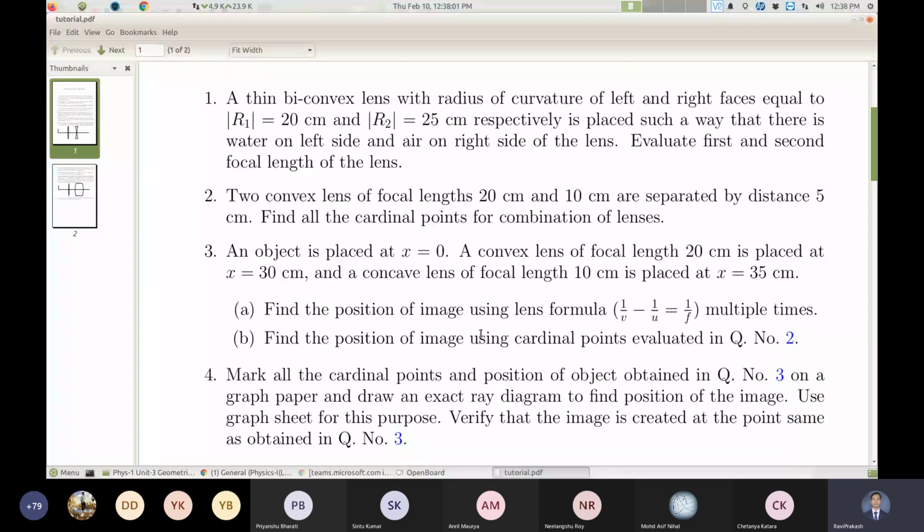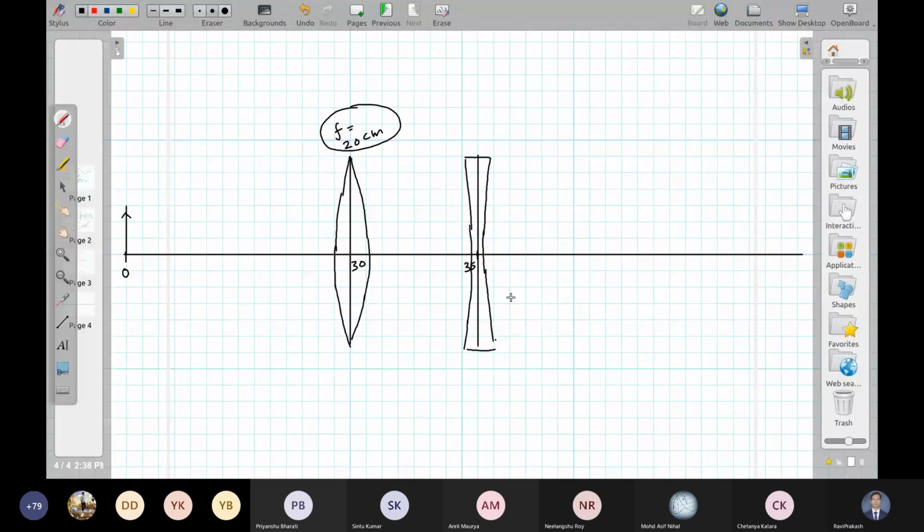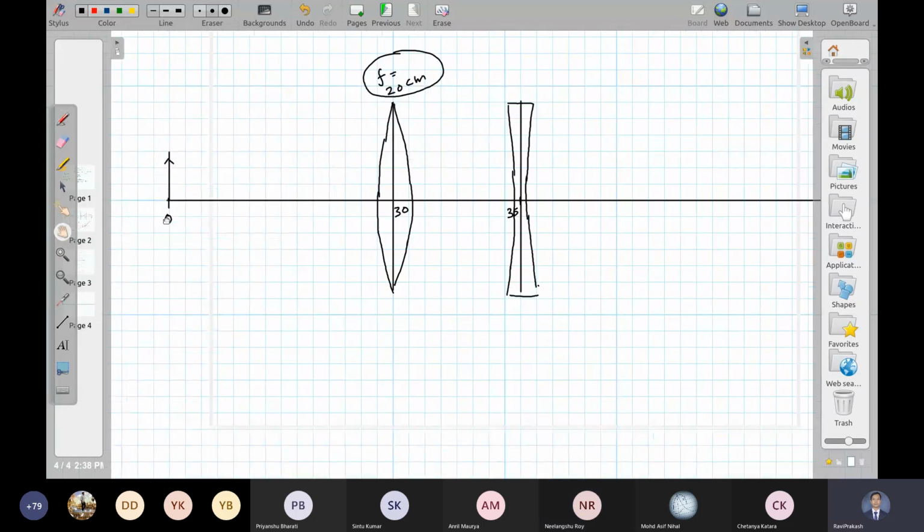Find the position of image using lens formula multiple times. In Plus 2, you are asked to solve such problems. How will you solve this? Yes, sir. Finding intermediate image and treating it as object again. Right. Or in some sense, you will use this formula 2 times, right? One time for convex lens, then another time for concave lens. So the convex lens will make some image somewhere. That image acts like object for the second lens, and then you get the final image.